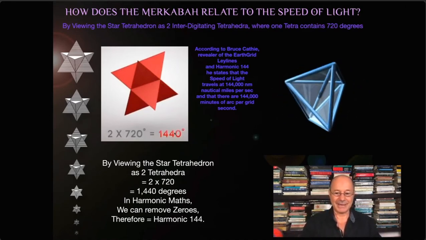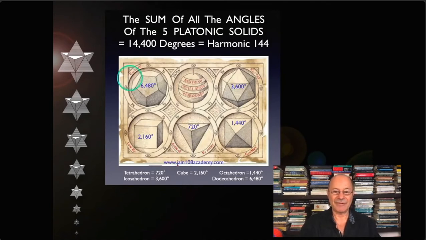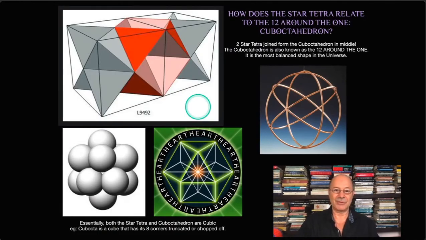And in fact, if we added up all the degrees of all the 5 platonic solids, it all adds up to 14,400. Drop the 2 zeros, you get harmonic 144. So there's something very unique about all these geometries.